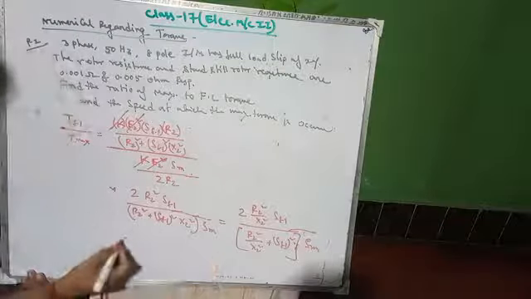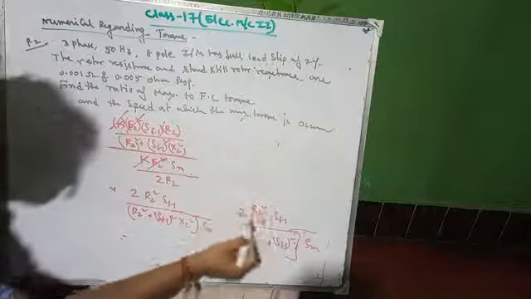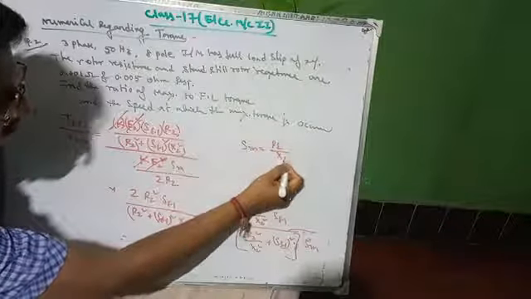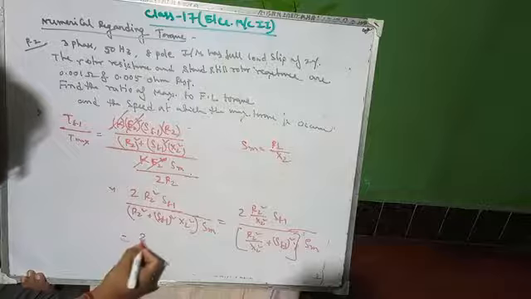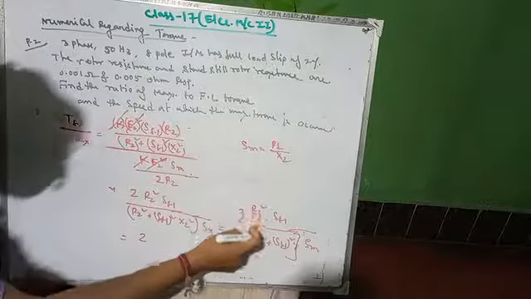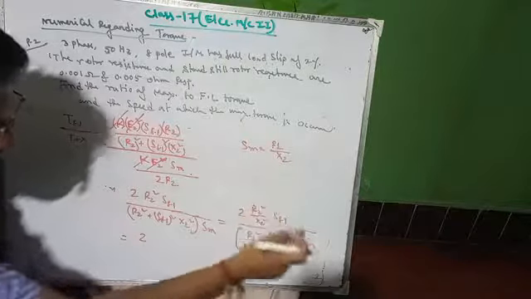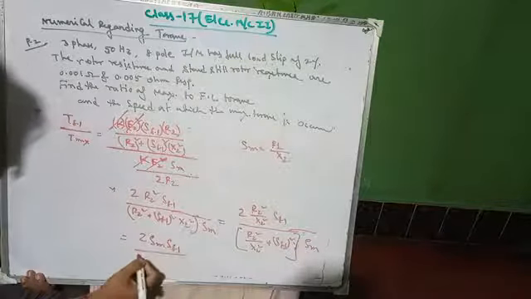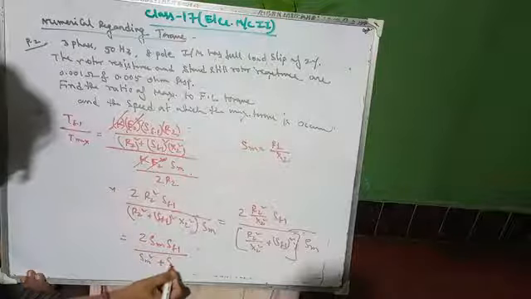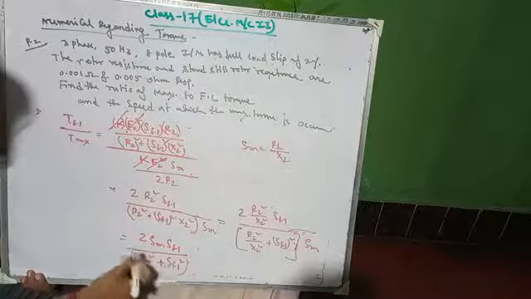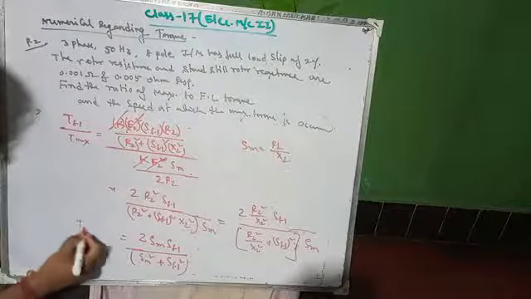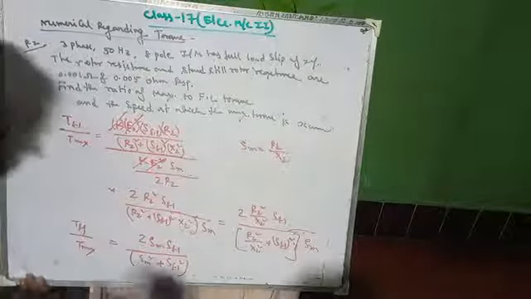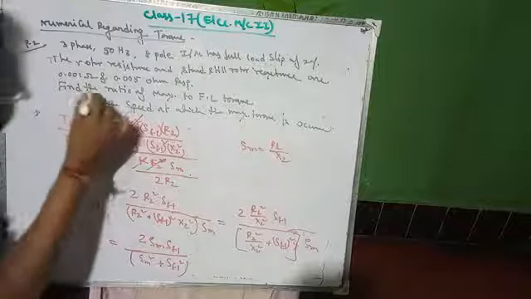From this relation, this is nothing but SM square, because we know SM equals to R2 by X2, right? So by calculating you can directly write SM square, 1 SM will be cancelled out, 2 SM SFL by SM square plus SFL square. Okay, so this is your TFL by Tmax. Now you have to first find the ratio.